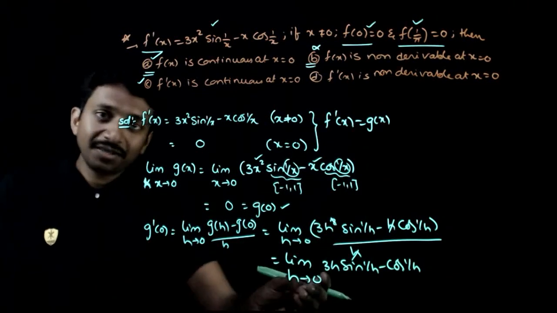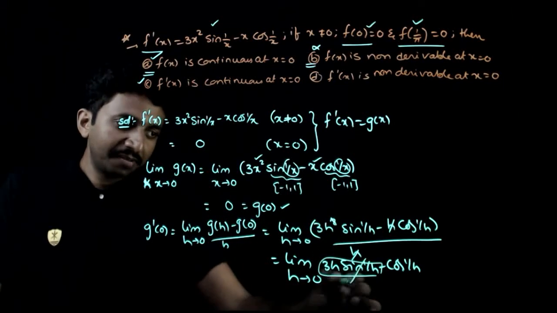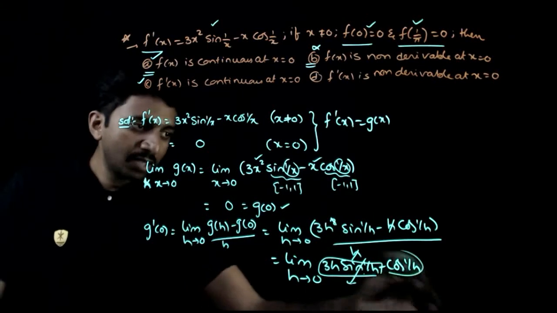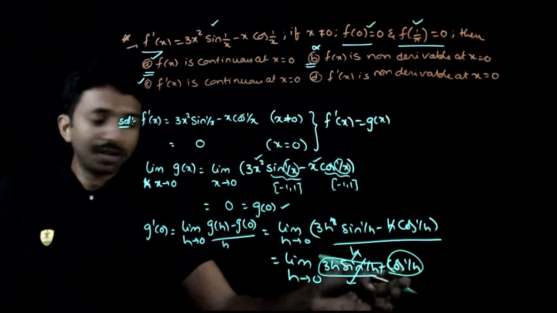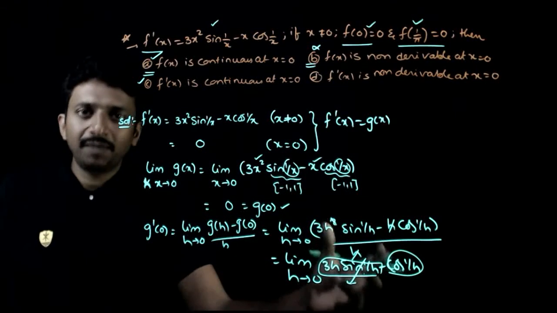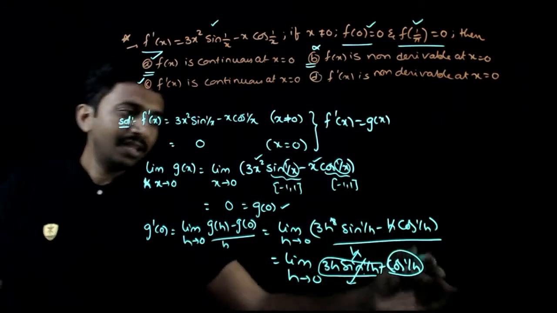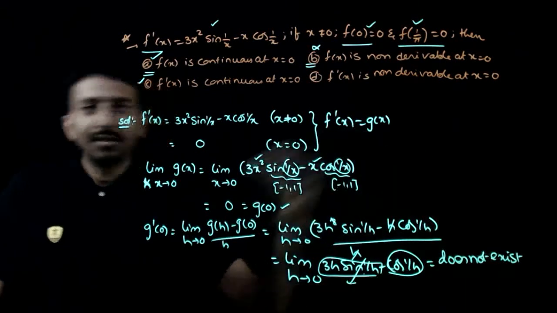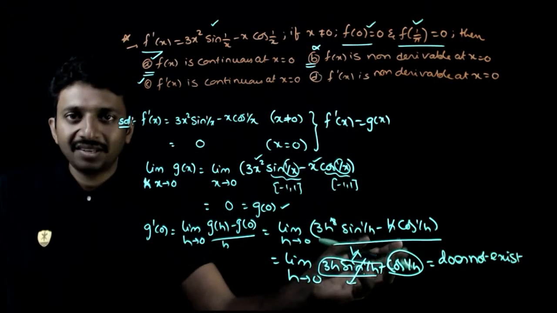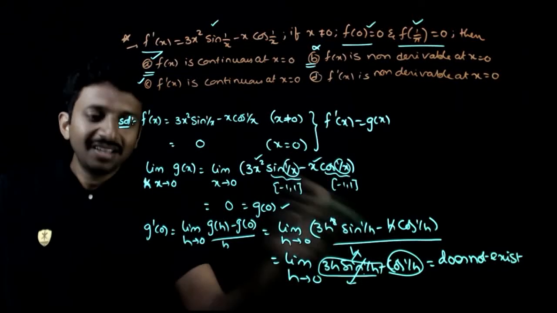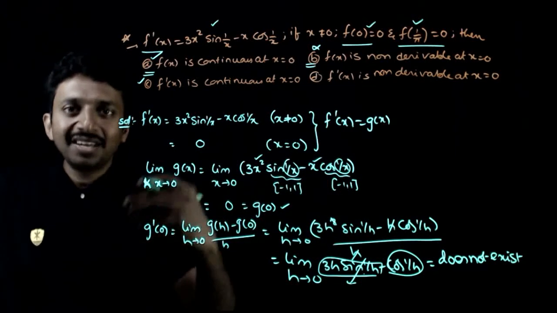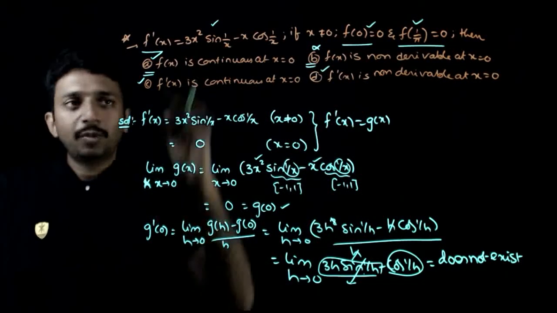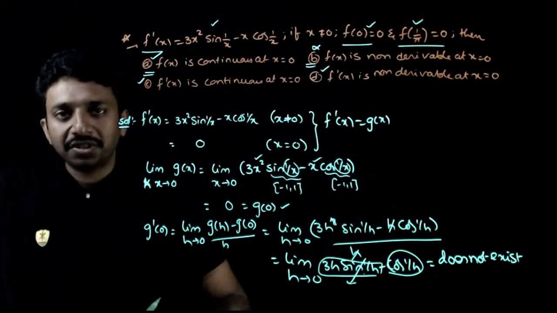Now as h tends to 0, this first term goes to 0, because a number between minus 1 and 1 is being multiplied by h. But cos 1 by h doesn't go to any value. Cos 1 by h is some number between minus 1 and plus 1, so it has no limit. So effectively this limit does not exist. If this limit does not exist, that means g dash of 0 is not defined. That is, f dash of x is not derivable at x is equal to 0 is right. So options A, C, D are right for this question. Thank you.